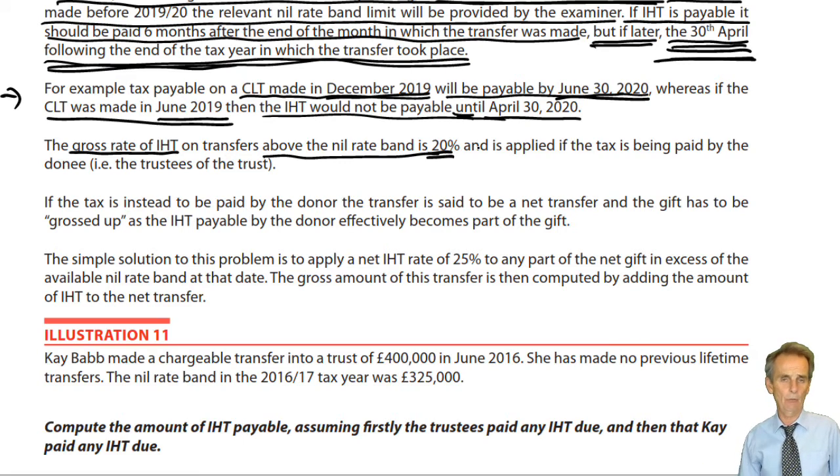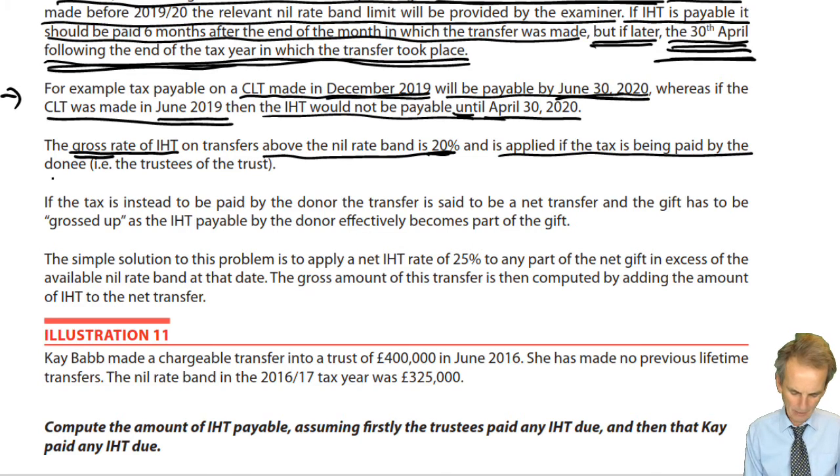So the gross rate of tax payable on the lifetime transfers chargeable when made is 20%. Now again, I've used the word gross. Wherever you see gross, it implies there might be a net. More of that in a moment. 20% is applied if the tax is being paid by the donee. The donee in respect of the trust, that's the trustees of the trust.